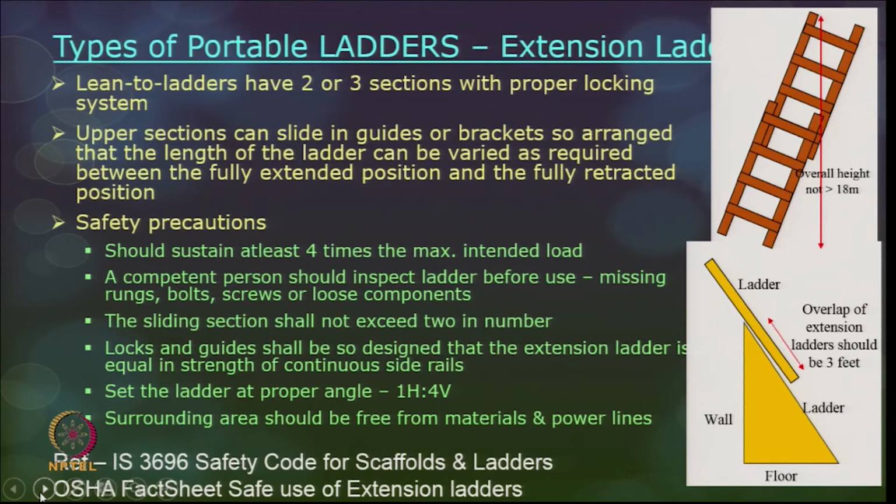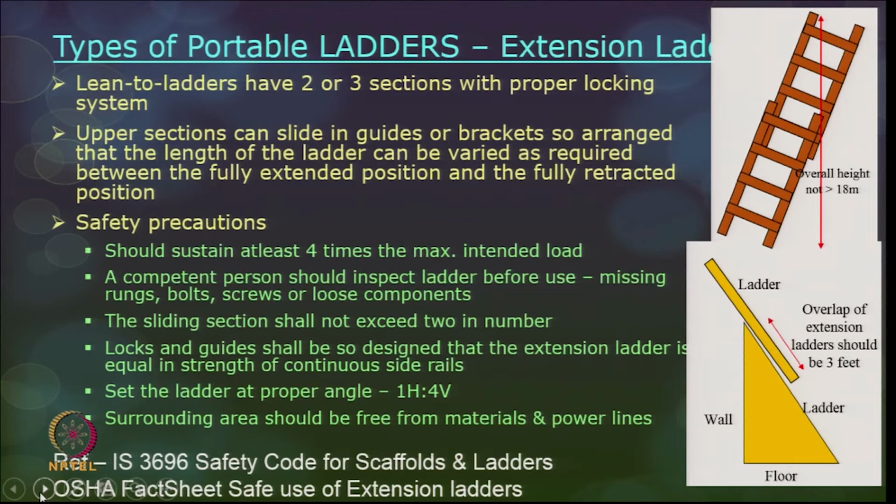The sliding sections as recommended by IS code are not more than 2 in number. Only 2 sections are allowed as per safety norms, and the locks and guides should be designed so that the extension ladder has equal strength as if it were a continuous side rail. And set the ladder at a proper angle. The proper angle is generally 1:4, which means 1 horizontal to 4 vertical. The surrounding area should also be free from materials, obstructions, obstacles or any power lines close by.